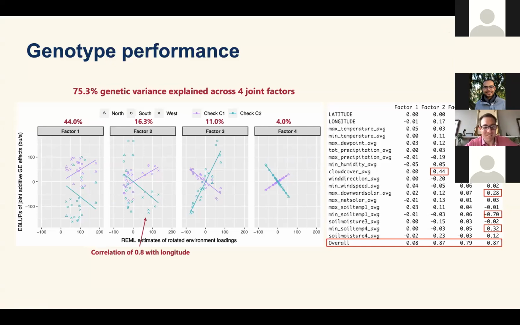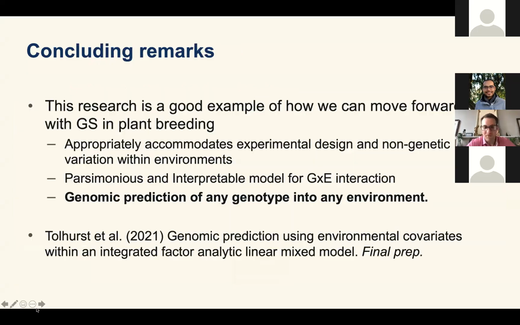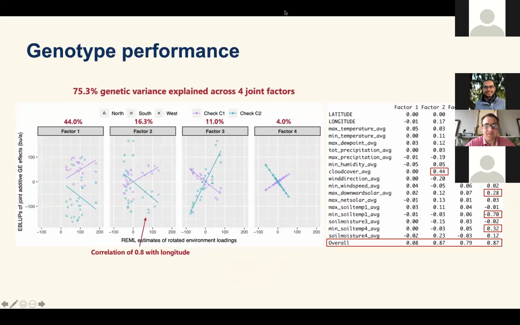I think that yes, they use the factor analytic model. This is something that we are very familiar with since the initial days of ASReml, even before ASReml was in place as private software. When ASReml was public, we used to do a lot of factor analytic modeling because we think this is a very parsimonious model that can help us a lot to assess GxE.